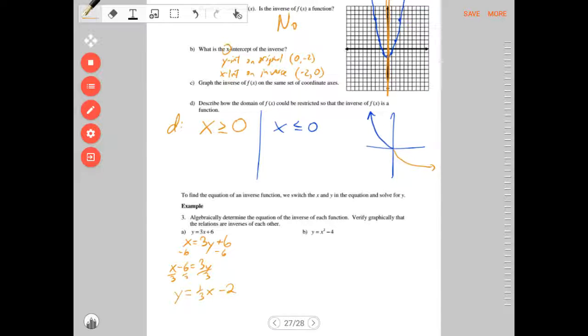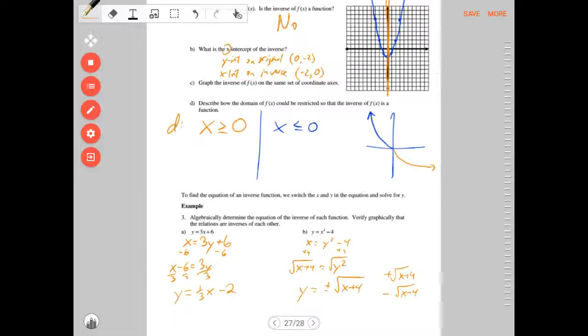All right, so then the next one, we switch the x and y again. So x equals y squared minus 4. Plus 4, plus 4. So x plus 4 equals y squared. So then we square root. Now remember, when you square root, you're supposed to have a plus minus. So y equals plus or minus the square root of x plus 4. When you graph that on your calculator, you actually have to graph root x plus 4, and then negative root x plus 4. There's no plus minus sign on your calculator, sorry.